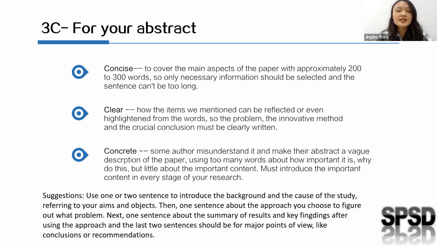Here, I suggest the 3 C's for an abstract. The first C is for concise. You have to cover the main aspects of a paper with approximately 200 to 300 words. So only necessary information should be selected, and the sentences can't be too long.